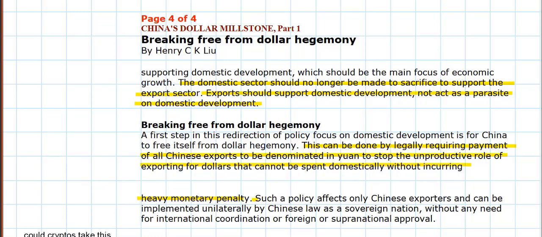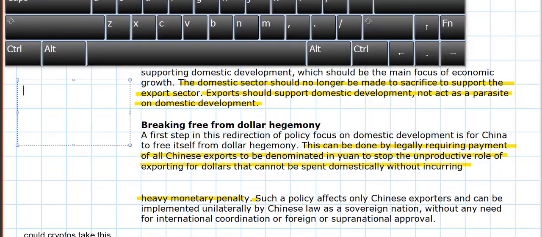This can be done by legally requiring payment of all Chinese exports to be denominated in yuan, and stop the unproductive role of exporting for dollars that cannot be spent domestically without incurring a heavy monetary policy. Can we say Bitcoin? This is why they support Bitcoin.